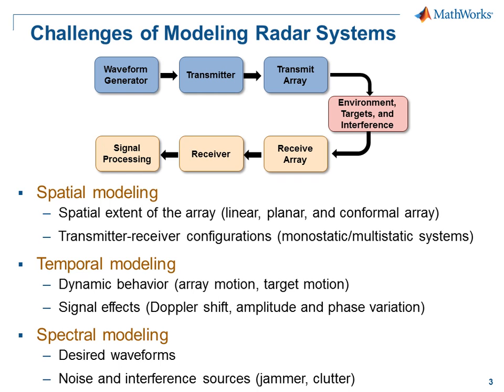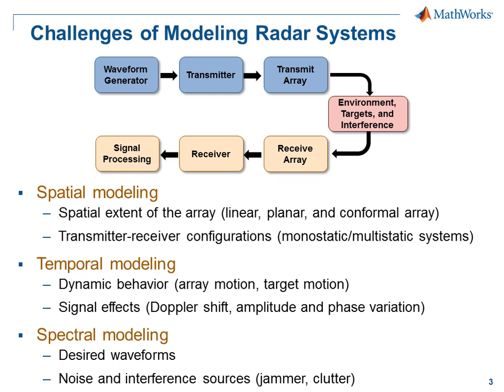Radar engineers face several challenges when modeling such systems. First, in the spatial domain, they need to represent the various array geometries, linear and planar arrays, but also arrays that conform to a particular surface, such as the wing of an airplane. They also need to represent different transmitter, target, receiver configurations, whether the transmitter and receiver are collocated, as in the monostatic case, or not, as in the multistatic case.